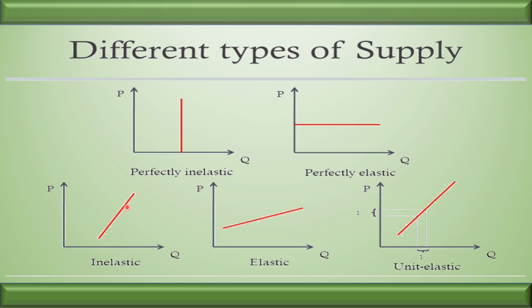And when the supply curve is starting from x-axis, then the supply becomes inelastic. And when it starts from y-axis, then the elasticity is elastic supply or more than elastic supply. And when the supply curve is starting from the origin 0, then the supply becomes unitary elastic.